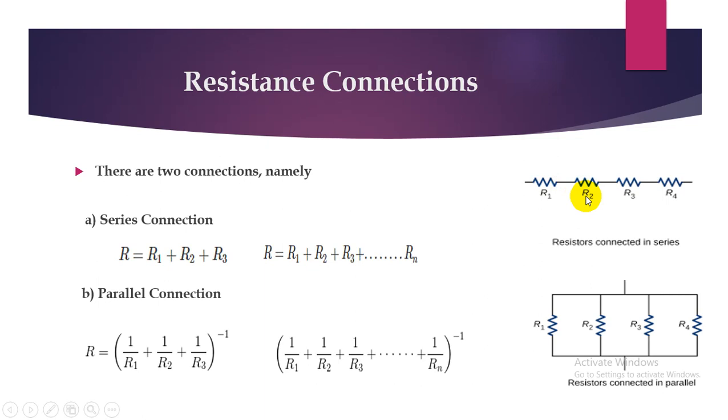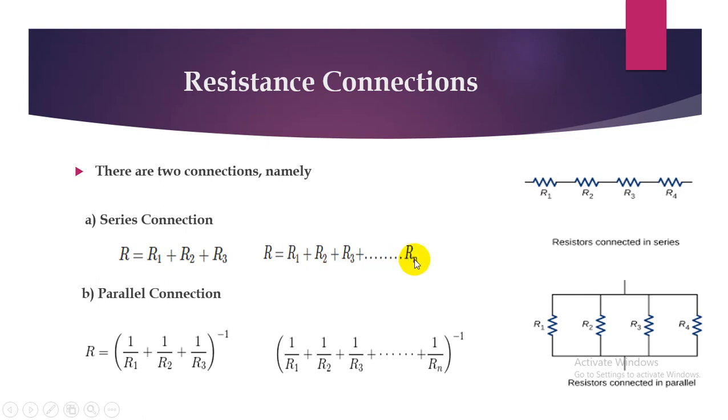So we want to find out the effective value of this entire resistance. That will be this value. R is equal to R1 plus R2 plus R3 if only three resistances are connected in series. If n number of resistances are connected in series, then the effective resistance value will be R is equal to R1 plus R2 plus R3 plus and so on Rn.